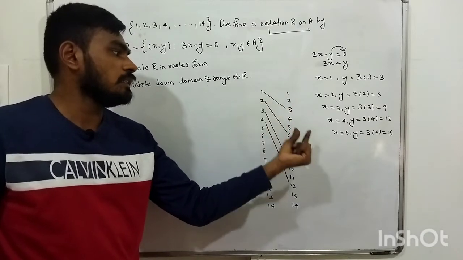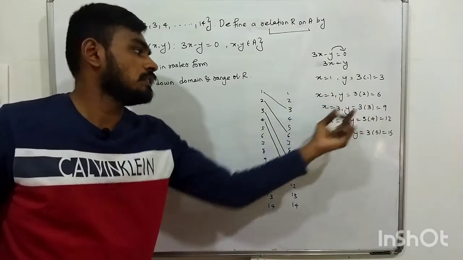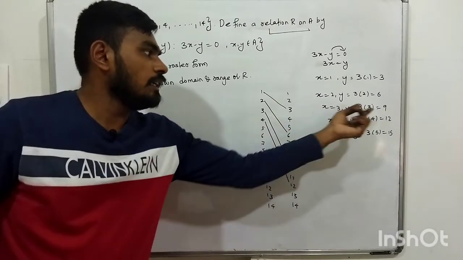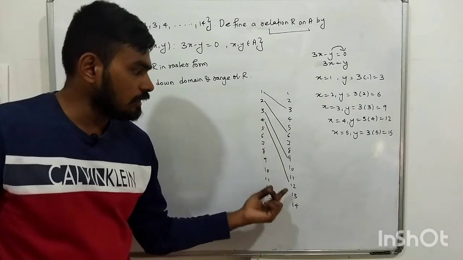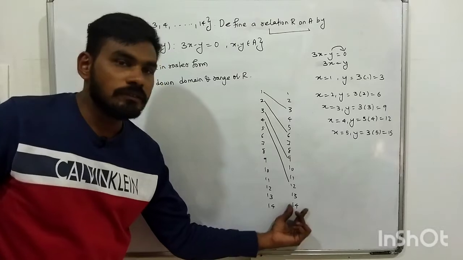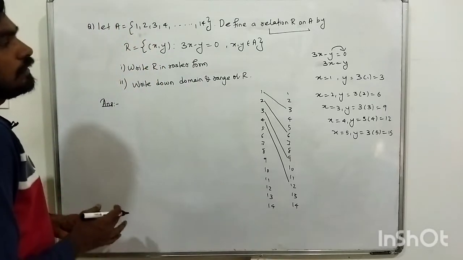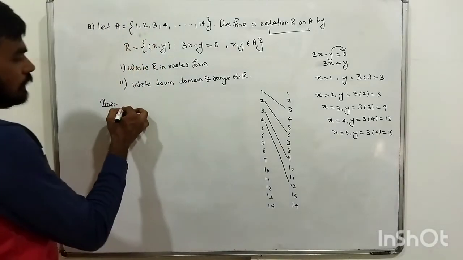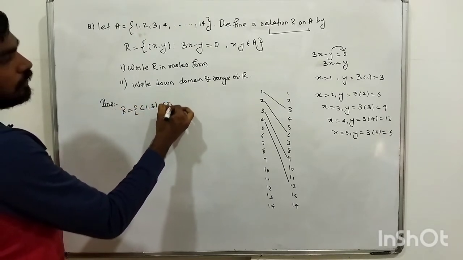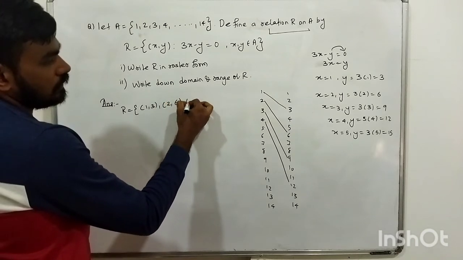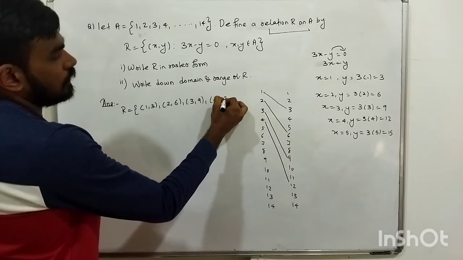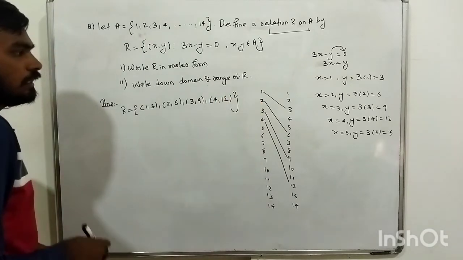First set 2 is there, second set 6 is there. 2 6, this we can take. First set 3 is there, second set 9 is there. 3 9 we can take. First set 4, second set 12, which is there. First set 5, second set 15, but here there is no 15, so we can't take this. So only 4 elements we can take. So R is equal to 1 comma 3, 2 comma 6, 3 comma 9, and 4 comma 12.